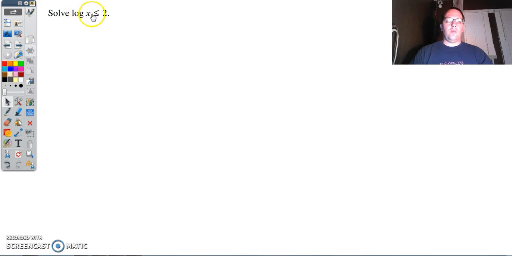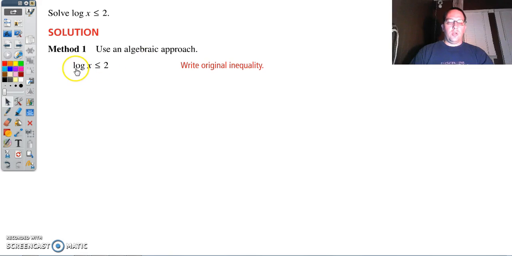So here we have a logarithmic inequality: logarithm of x, common log, notice because there's no base. So common log of x is less than or equal to 2. So there are 2 ways we can do this. One, we can take the algebraic approach to this. Common log of x less than or equal to 2.